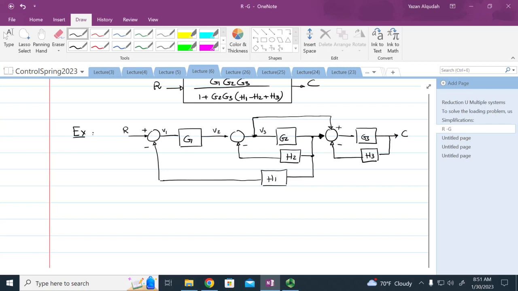Again, if we did not have this one, we can easily do a feedback and then a feedback, and combine them all together. But we have this error signal that I'm taking and feeding forward. How can I solve this problem? Get rid of V3. Excellent. How do I get rid of V3?